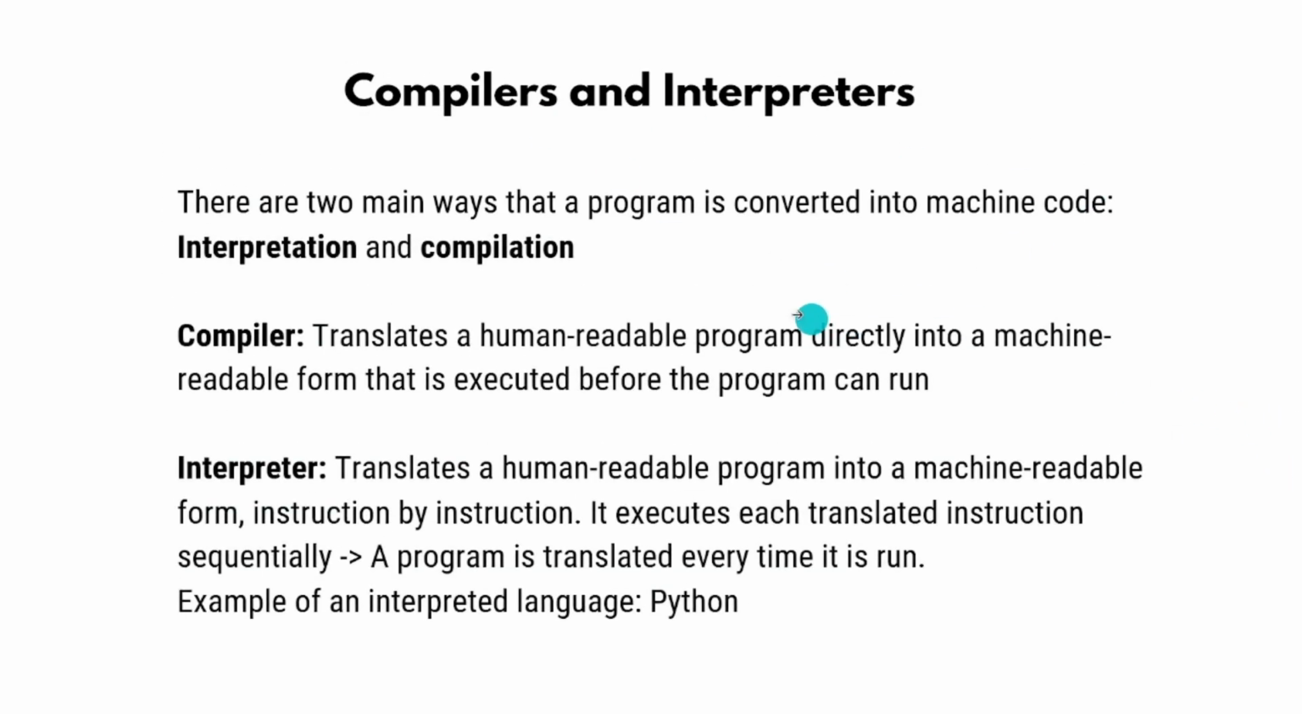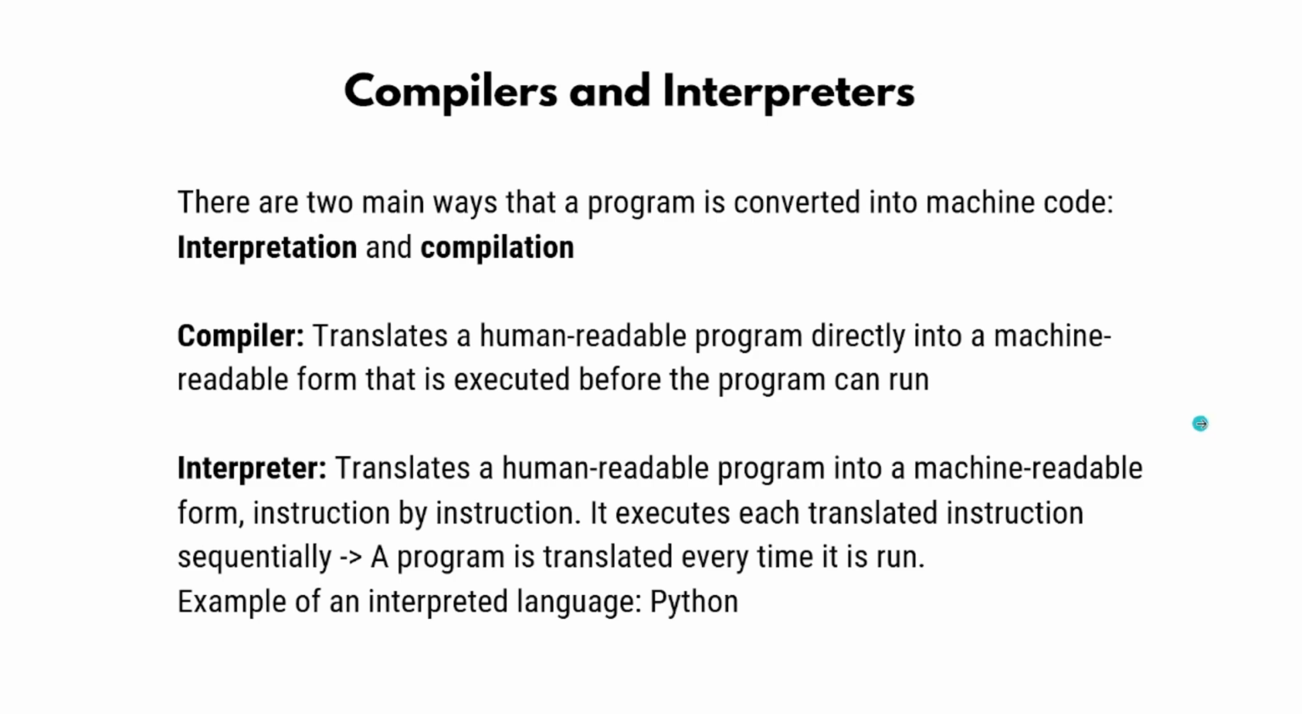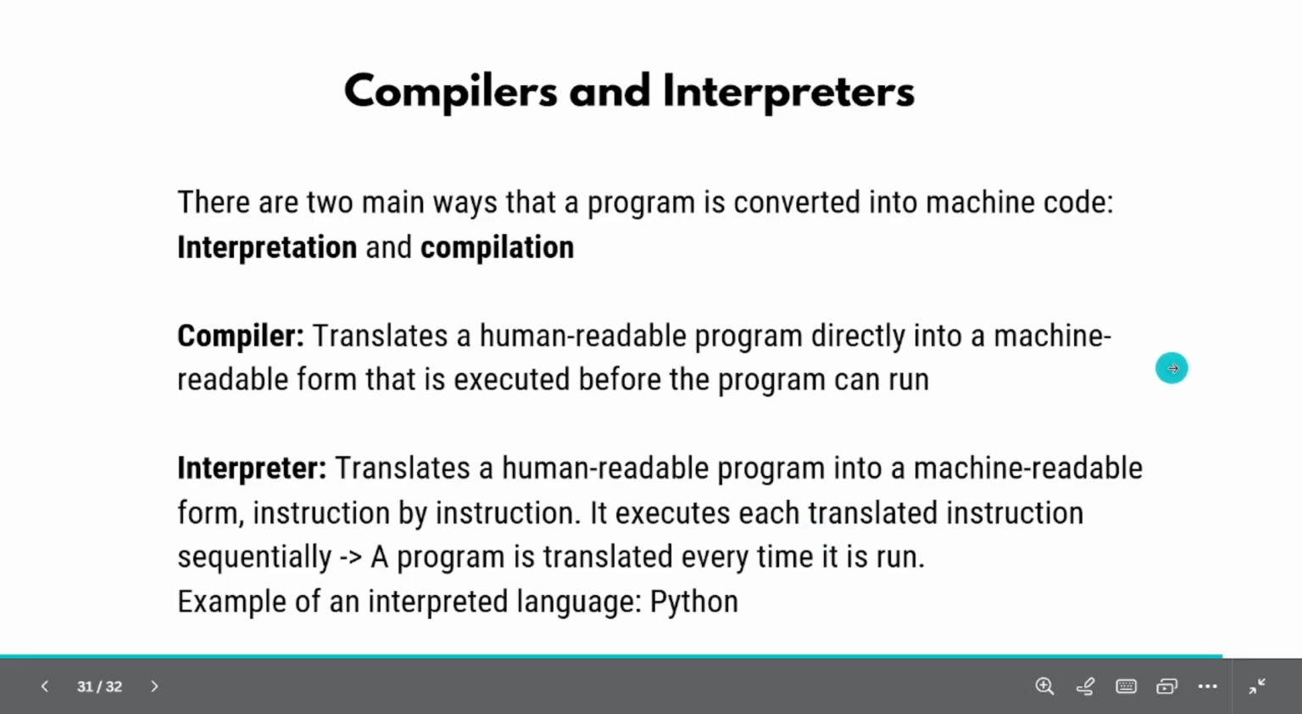Within that, there are two main ways that a program is converted into machine code: interpretation and compilation. A compiler translates a human-readable program directly into a machine-readable form that is executed before the program can run, whereas an interpreter translates a human-readable program into machine-readable form instruction by instruction. It executes each translated instruction sequentially, which means a program is translated every time it's run. An example of this is Python.